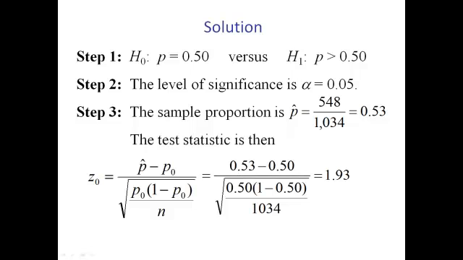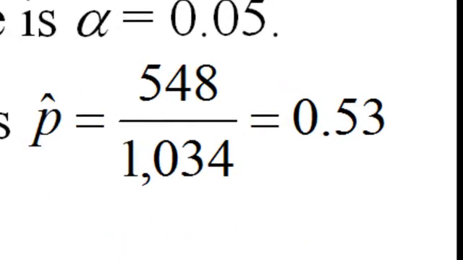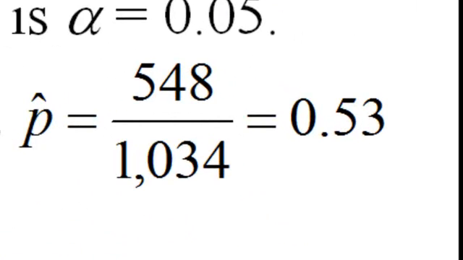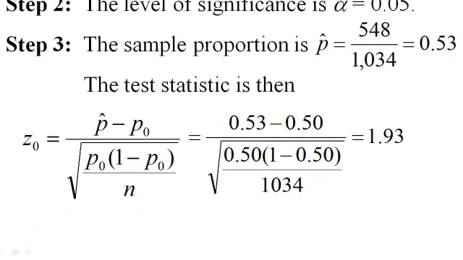And now in step 3, we calculate our test statistic. Now first, we need to calculate p hat. That's the sample proportion of 30 to 64-year-olds who are worried they will outlive their money. That's going to be p hat equals 548 divided by 1,034, which equals 0.53. And then we plug this value into the test statistic.